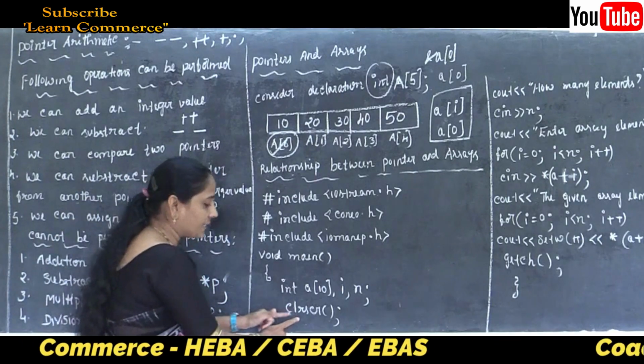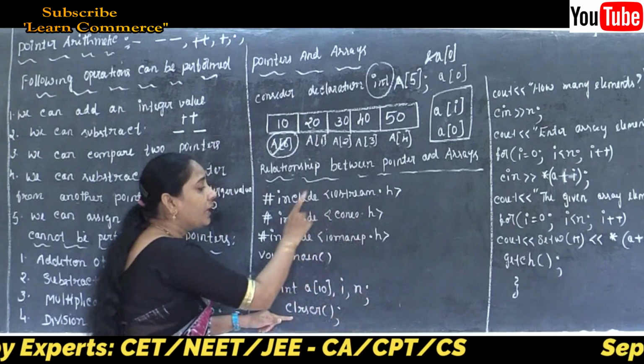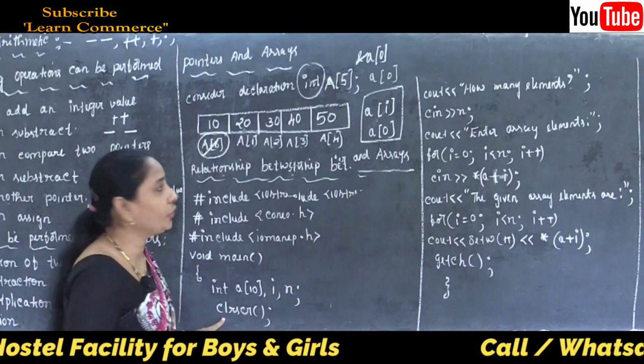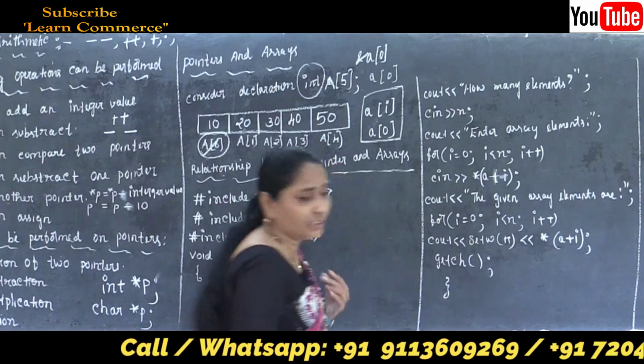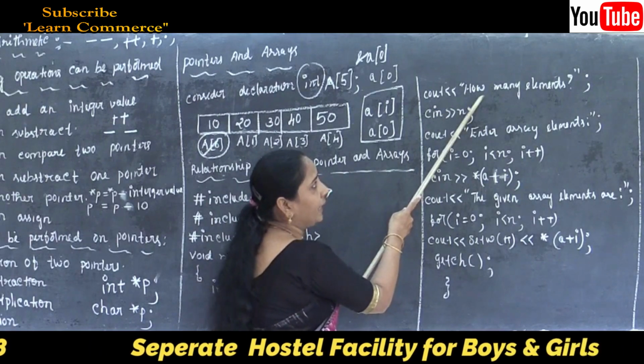Clear this part? And clrscr, for which we already wrote the header file, conio.h, correct? Now one message I want to declare. The first message is: enter how many elements.